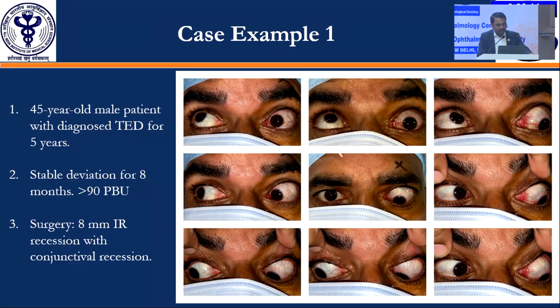So this is one of the patients, example 1, a 45-year-old patient who was diagnosed with thyroid eye disease 5 years back, and you can see that the left eye is significantly hypotropic, right? He has more than 90 prisms of hypotropia, and what we plan is an FDT for the inferior rectus, then we'll open up the muscle and see. We opened up the conjunctiva and the muscle was severely tight, so we recessed.